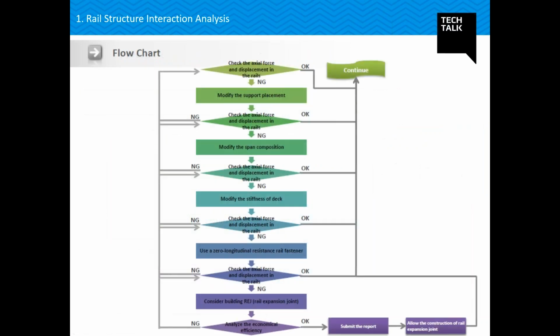Okay. So the same approach I have put together as a flow chart. It shows how, if your stress is exceeding the limit, you change your support arrangement, then change the span composition. Those things I have already explained, and here we have shown it in a flow chart. Okay, so moving on.